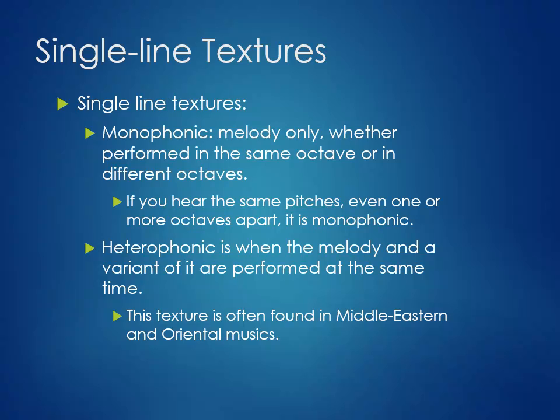Monophonic is melody only, whether performed in the same octave or in different octaves. If you hear the same pitches, even one or more octaves apart, it is monophonic. Heterophonic is when the melody and a variant are performed at the same time. This texture is often found in Middle Eastern and Oriental musics.